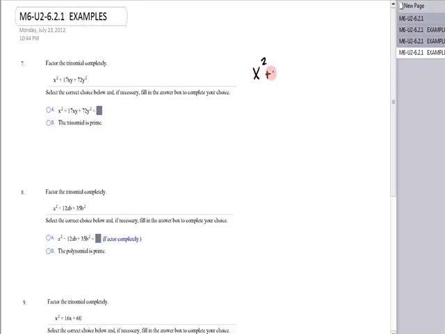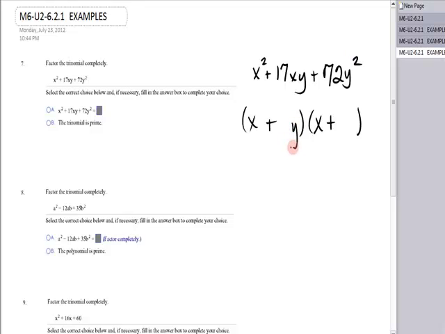I have x squared plus 17xy plus 72y squared. One thing that's really different about this one is the x's and the y's. So we'll look at that in just a minute. How about signs? Last sign is positive. What does that tell us? Both signs match the middle term, so they're both pluses. To get an x squared, I need an x times an x. Now, I'm going to be working on getting this 72, but this time it's 72y squared. So no matter what the numbers are, they will have y's with them.